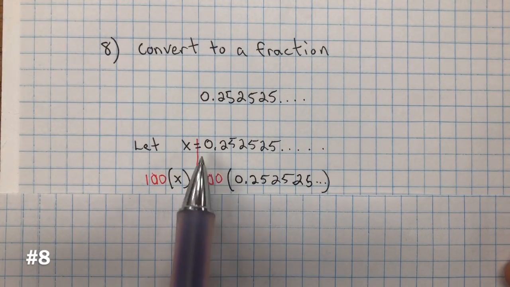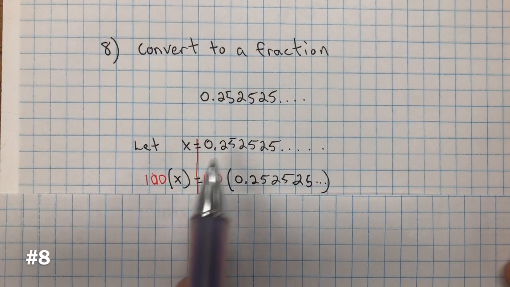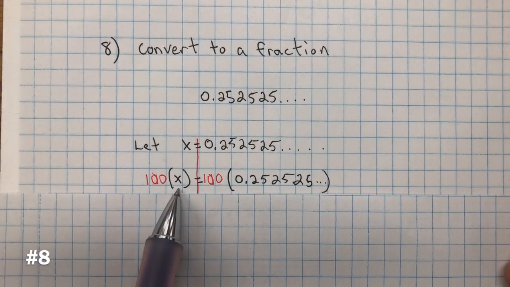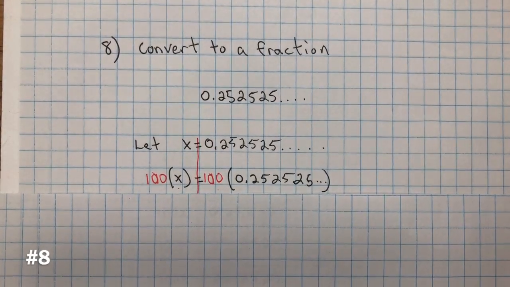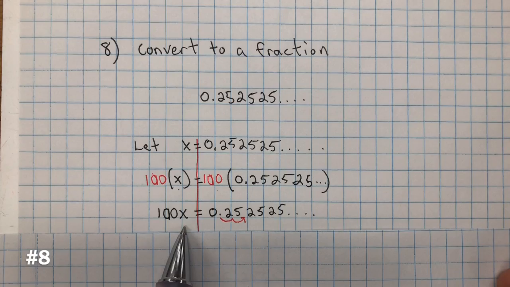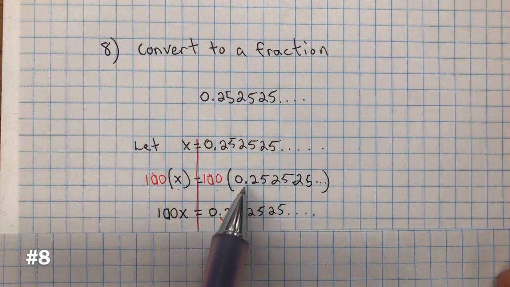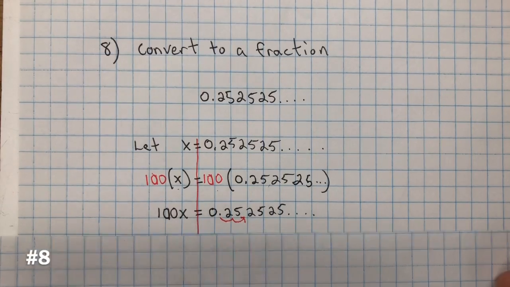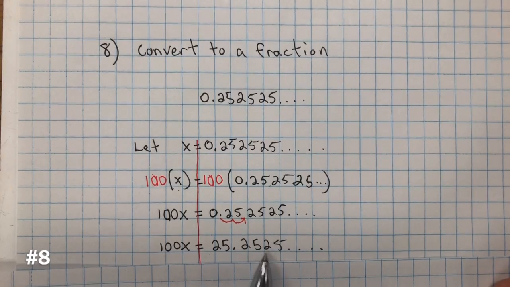So next I'm going to take that number and multiply it by 100. So I'm multiplying both sides of this equation by 100. 100 multiplied by x, and then 100 multiplied by 25 hundredths repeating. When I multiply, I get 100x. When I multiply 100 by 25 hundredths repeating, that 100 moves the decimal to the right. I'm increasing the value by 2 place values. So now I have 100x equals 25 and 25 hundredths repeating.